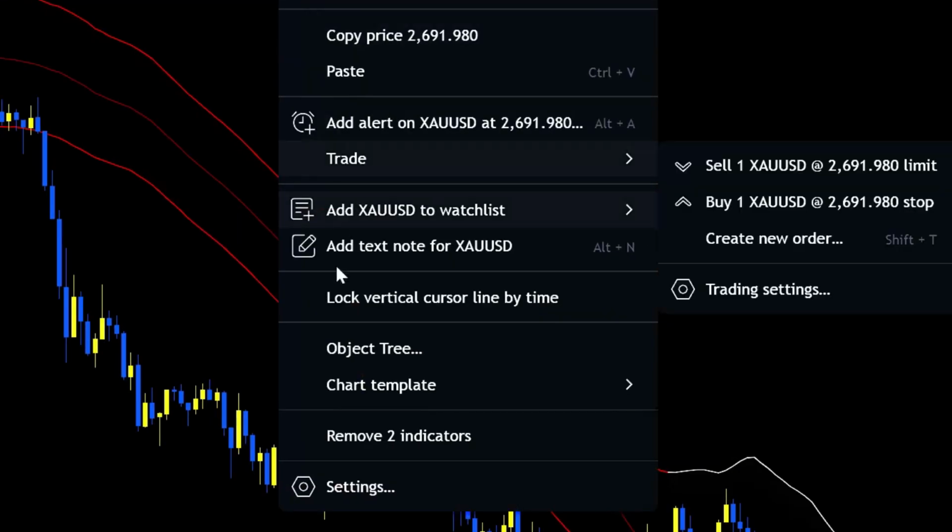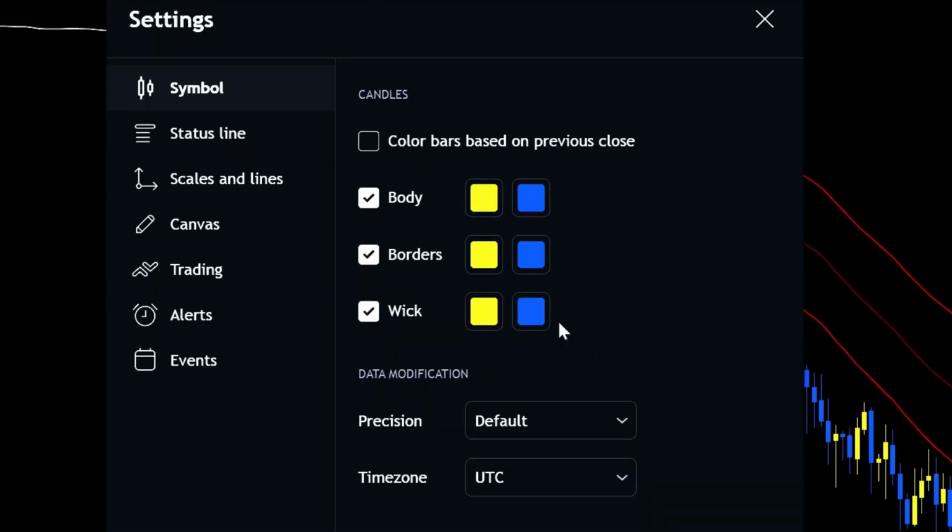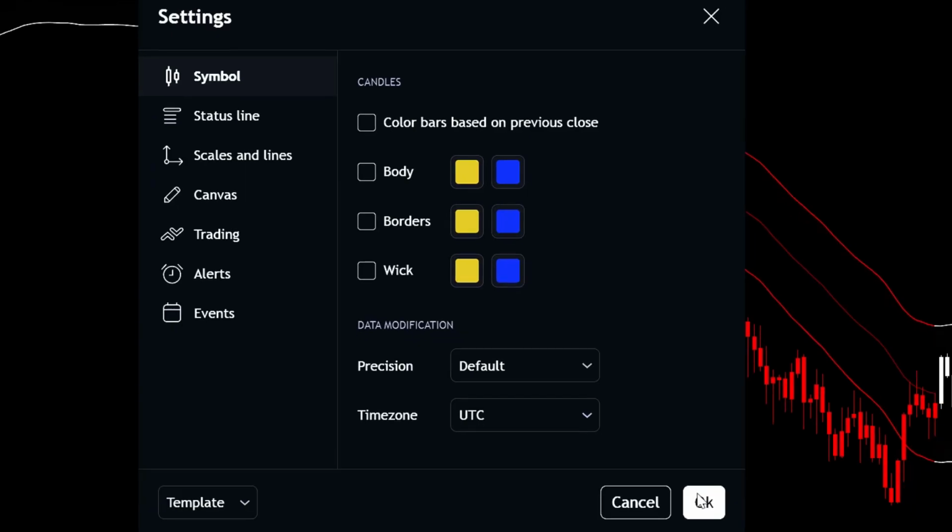One last little tweak. This is important for seeing those colors correctly. Right click anywhere on your chart, then choose settings and then go to the symbol tab and make sure to disable all options in that window. This will clean up the chart and let those Froma Channel colors really pop.